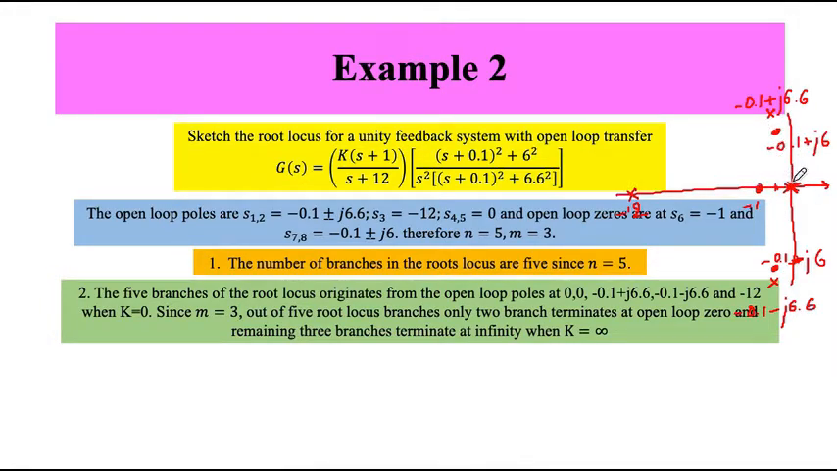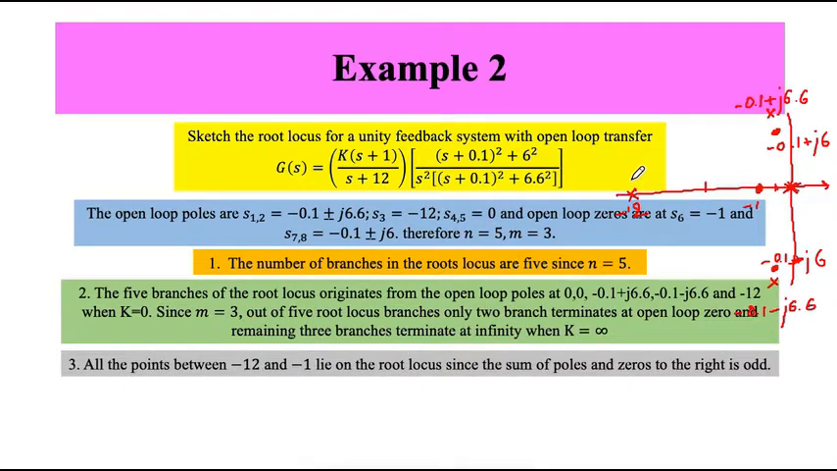Okay, so this is not part of the root locus. If I am here, the number is 3. These two are conjugates, so we are not considering them again, so it's 3. So this whole part between minus 2 and minus 1 lies on the root locus, since the sum of poles and zeros on the right is odd. Again, if you are here, it's 4, so that part is not on my root locus, so it is only in between minus 12 and minus 1.